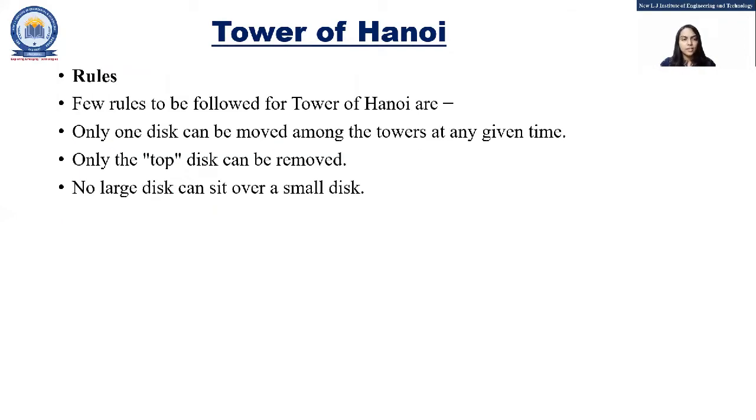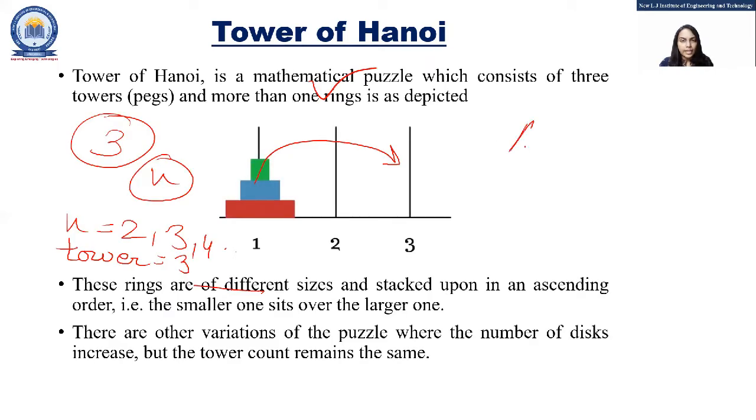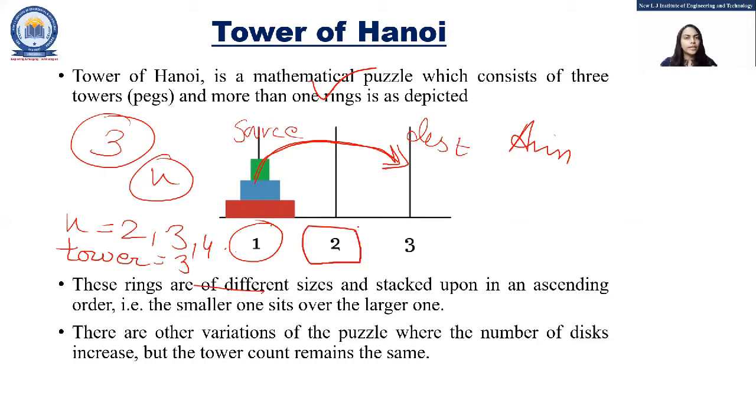Let us see that. What is the main aim or goal of this? We have to transfer these 3 disks from the source. If this is the starting point, then this is the destination. So we have to transfer from source to destination, and we can make use of this auxiliary, which is a kind of temporary tower, used for in-between operations.